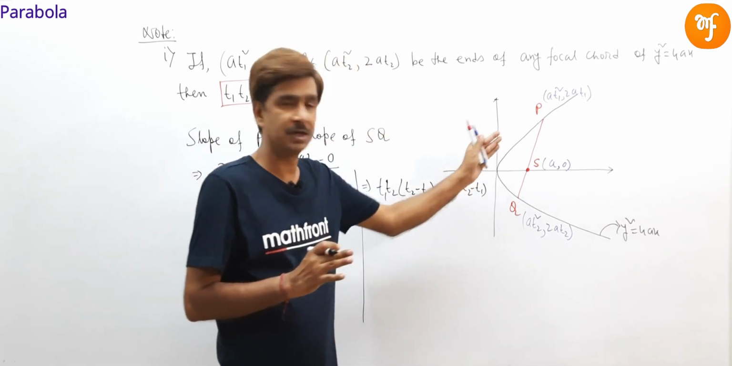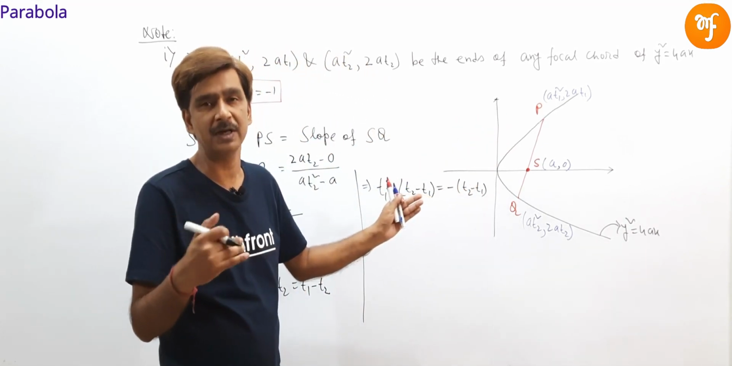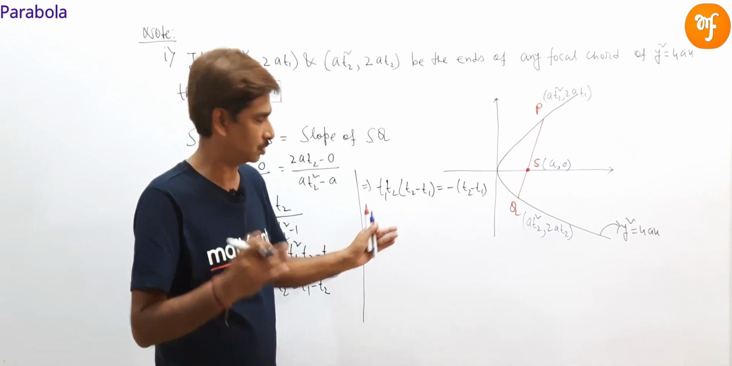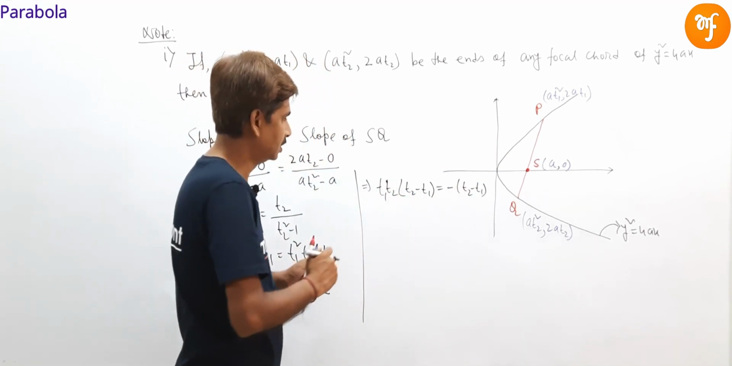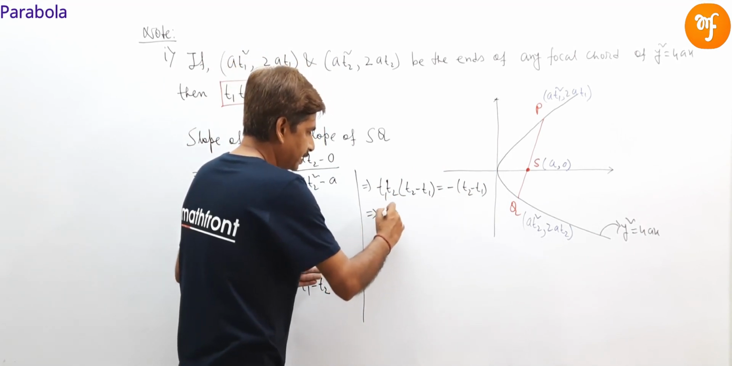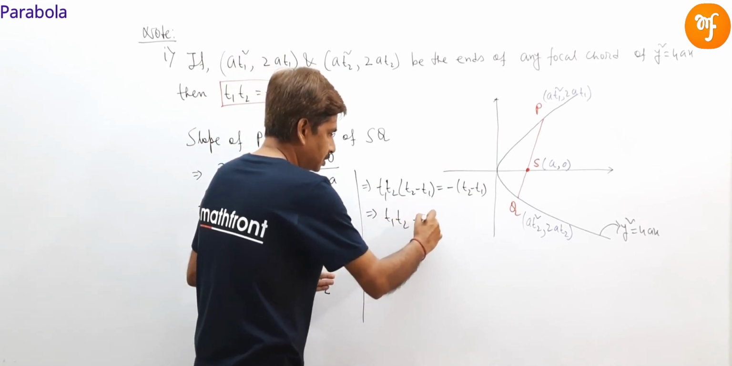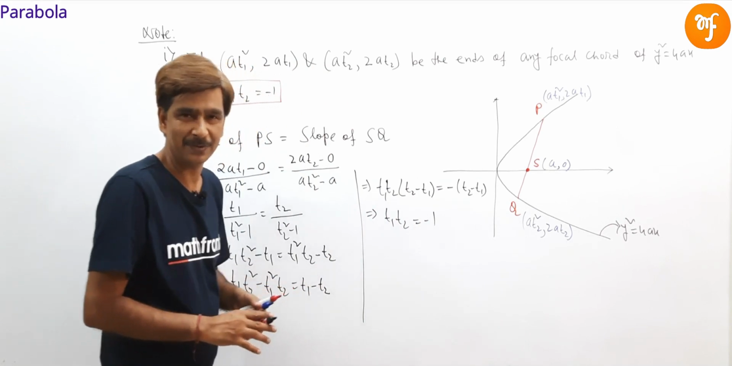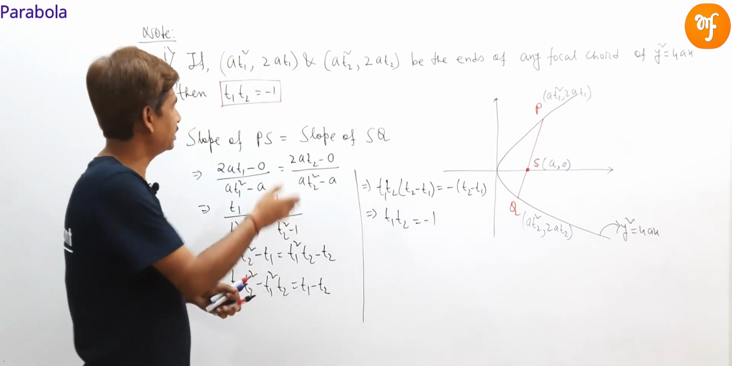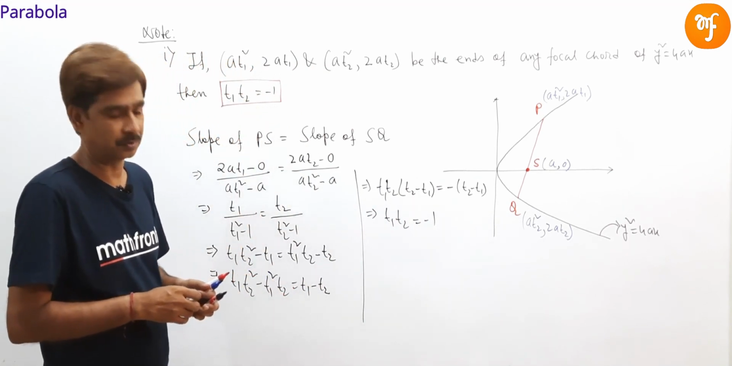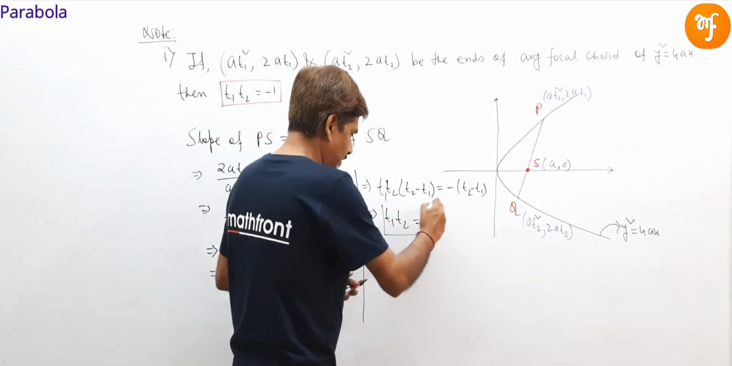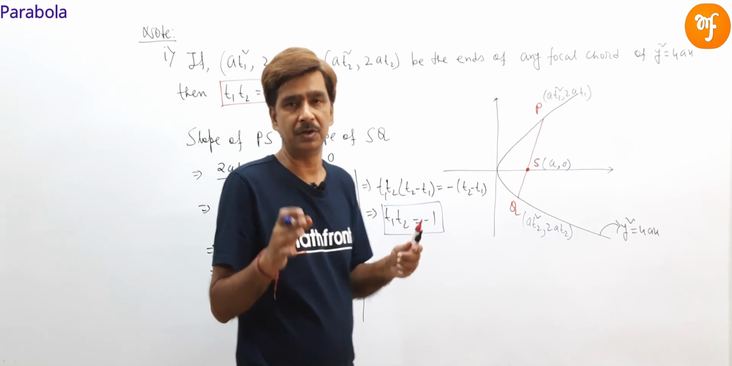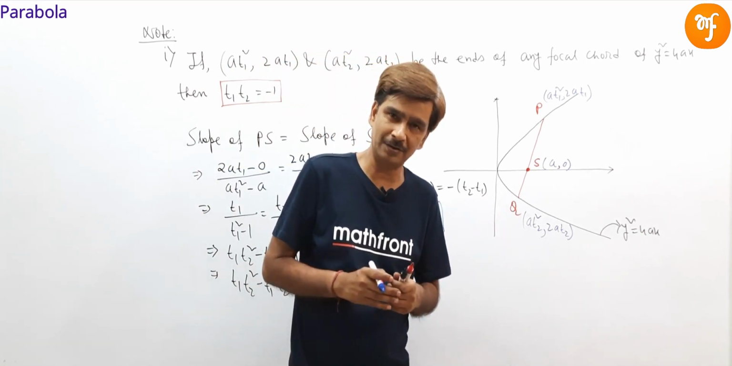Obviously t1 and t2 are distinct, which is why t1 minus t2 is non-zero. So we can cancel t1 minus t2 from both sides. What we get is t1 into t2 is equal to minus 1. In this way we can prove t1 into t2 is equal to minus 1 when (at1 square, 2at1) and (at2 square, 2at2) are the ends of any focal chord.